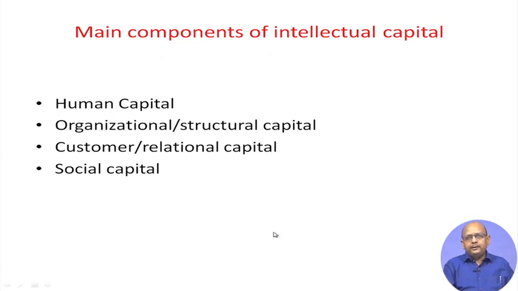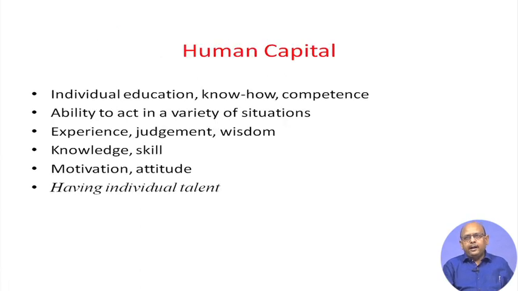So, what we are going to discuss now is the different forms of capital one by one. So, look at the first type of capital, that is known as human capital. What is human capital? It includes the knowledge and skill base of all individuals, right, which may include his education, his skill, his competence, how he performs his jobs, his experience, his judgment, his motivation, attitude. It means basically the talent of the people. So, the talent of the people is known as human capital, right.